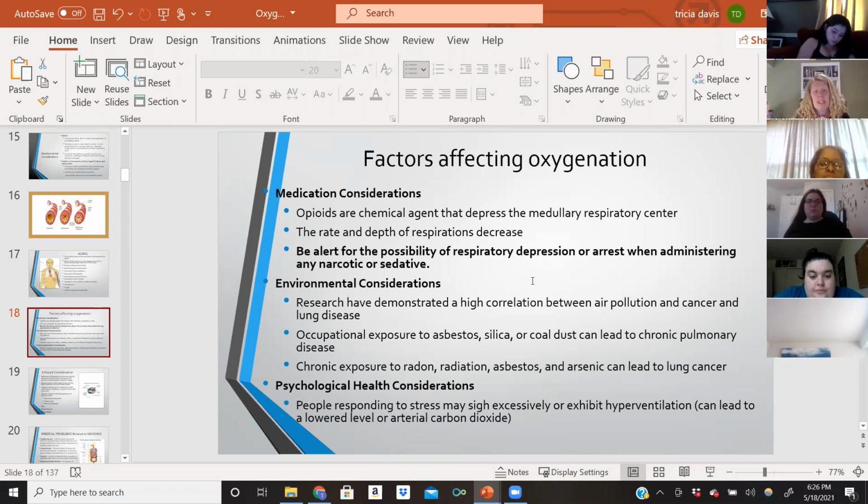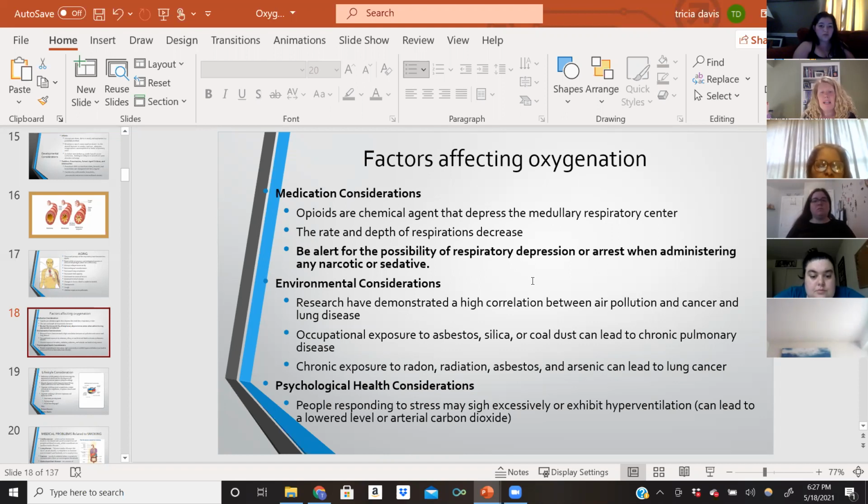We also have environmental considerations. There has been research that shows a very high correlation between air pollution and cancer and lung disease. There are occupational exposures, so people who deal with asbestos for a living, or silica, or coal dust if they worked in the coal mine, these are all things that can lead to chronic pulmonary disease. And people who have been exposed to chronic radon, any kind of radiation, asbestos, and arsenic can all lead to lung cancer.